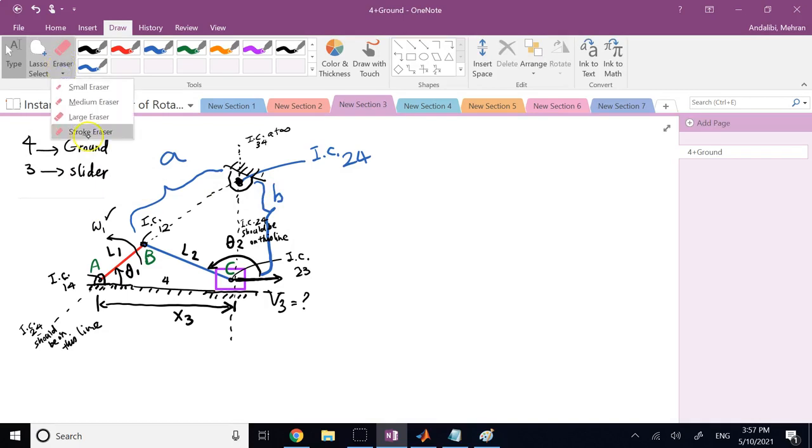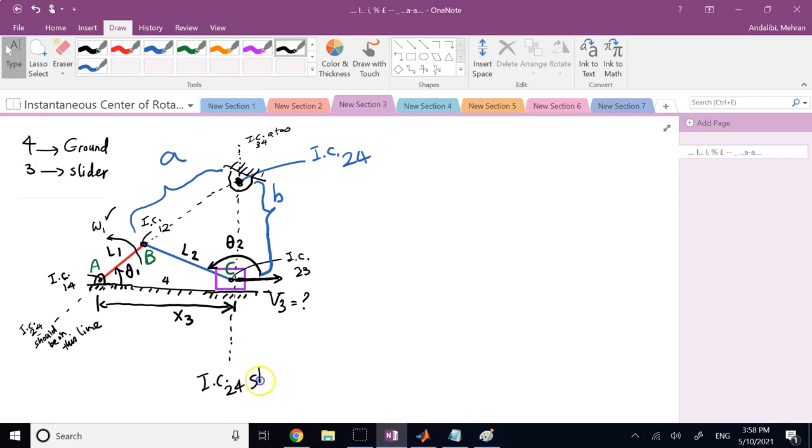Okay, and let me try to make this a little bit cleaner for you because it's just too hectic, too many things on it at the same time. So IC of 2, 4 should be on this line. Okay, now it's a little better. And so now I can call this point anything that you want. I can call it, for example, E, doesn't matter, or D.